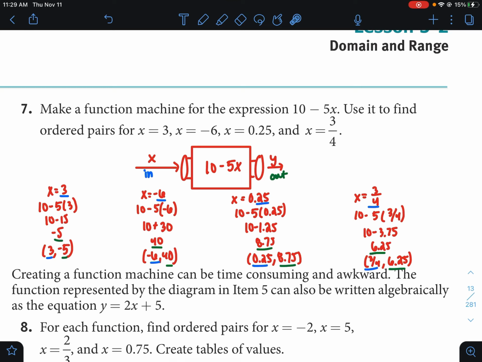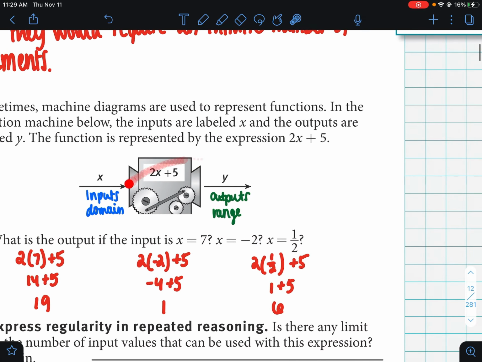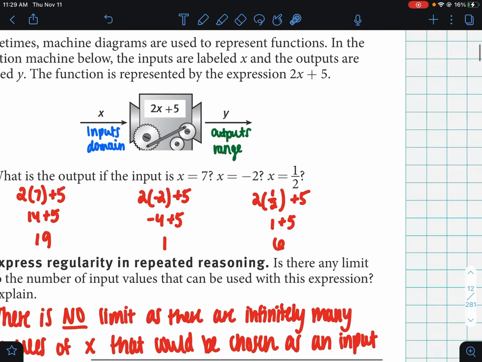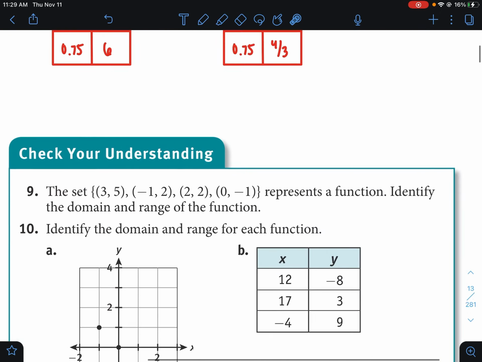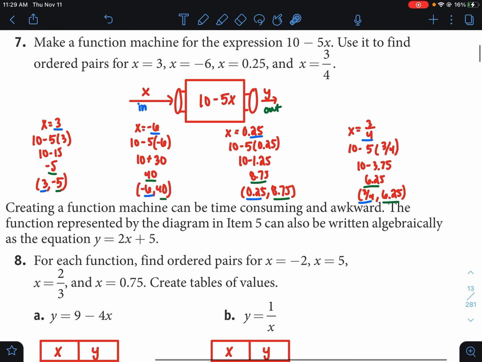The next part says that creating a function machine can be time-consuming and awkward. Obviously, we don't want to draw this little thing out all the time. So the function represented by the diagram in item 5 can also be written algebraically. Rather than drawing this one out, we can write it as an equation.